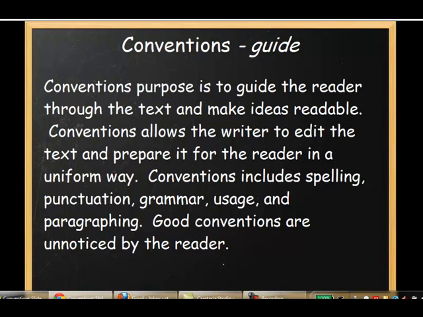Conventions allow the writer to edit the text and prepare it for the reader in a uniform way. So conventions give the reader what they would expect to see based on spelling, punctuation, grammar, usage, and paragraphing. It's a standard uniform format that helps readers know what to expect and how to read what you've written. Good conventions are unnoticed by the reader because they are just that, correct.